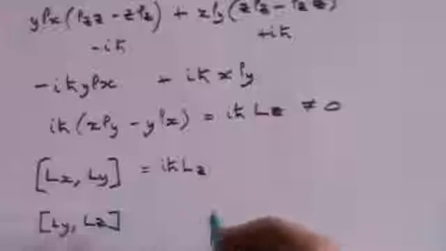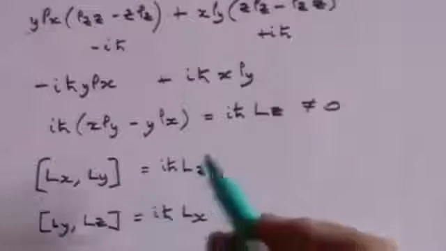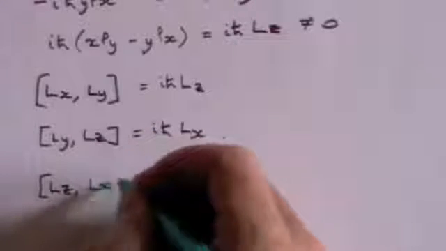Ly, Lz commutator is equal to iħLx. All you're doing, you'll notice, is cycling x, y, z, x. So Lz, Lx is equal to iħLy. Those are the three commutators, and what they essentially say is that you cannot measure more than one coordinate of angular momentum at any one time.